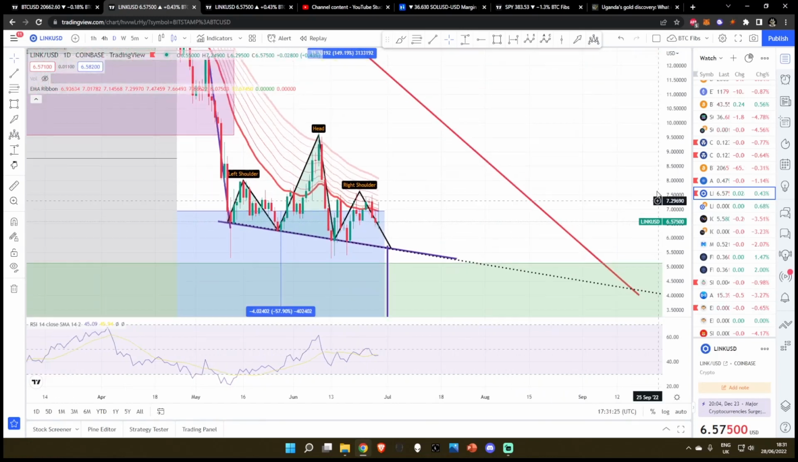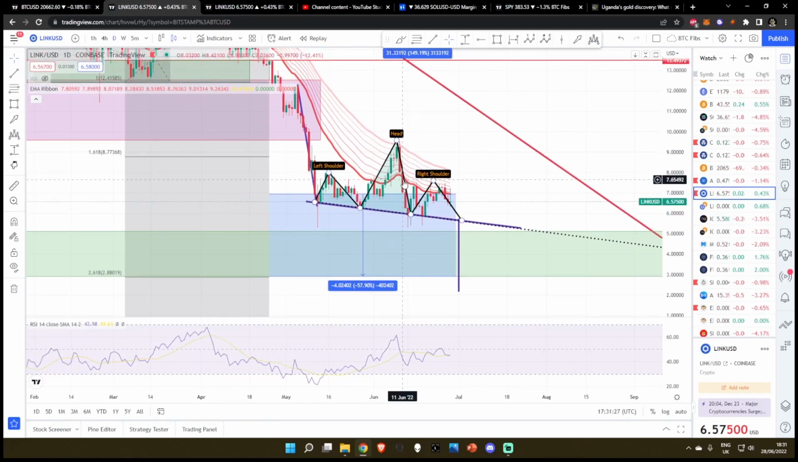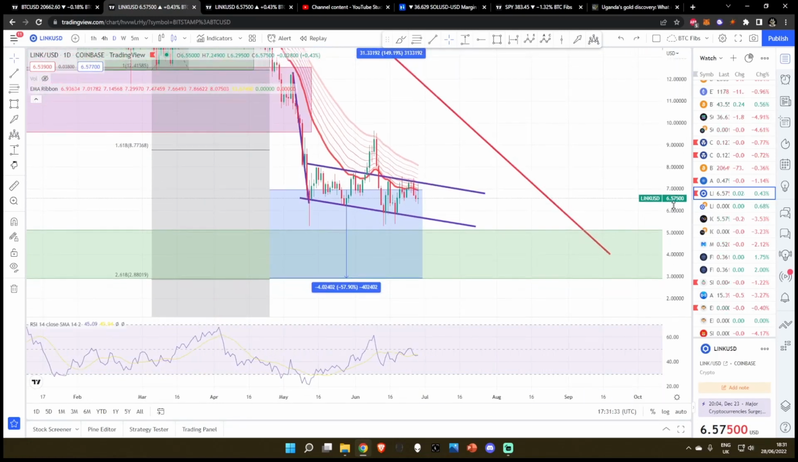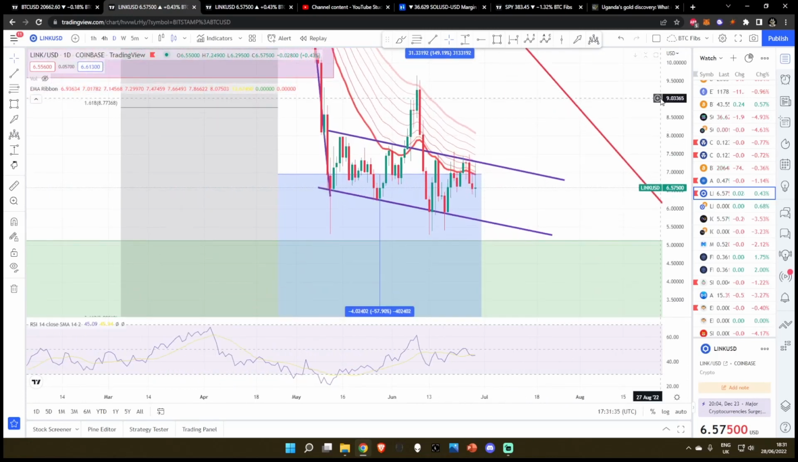So I'm not necessarily saying that I believe we are going to go that low. In fact, I don't actually think that we are going to go that low. Let's just make that very clear. Nonetheless, that would be the breakdown for the head and shoulders pattern.